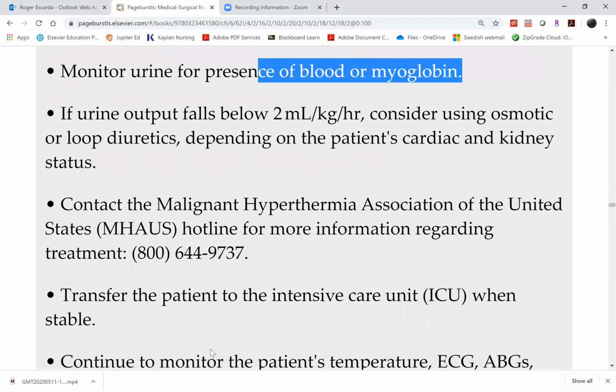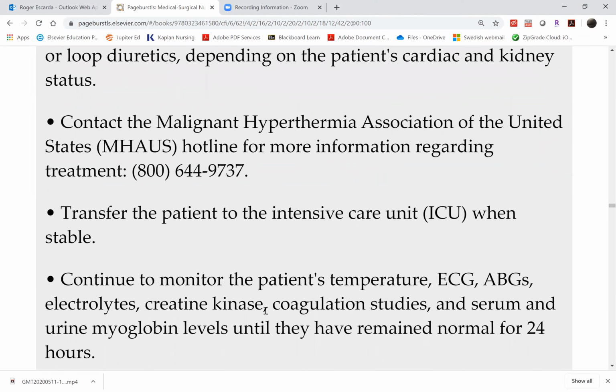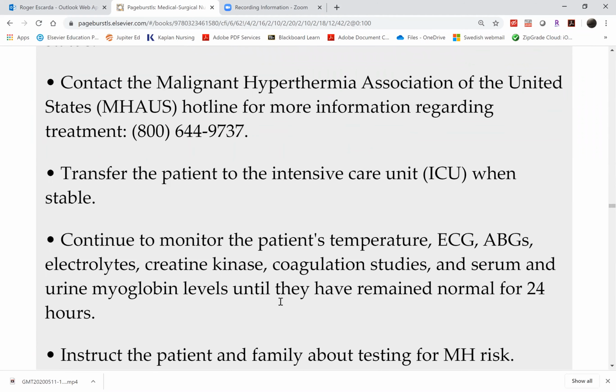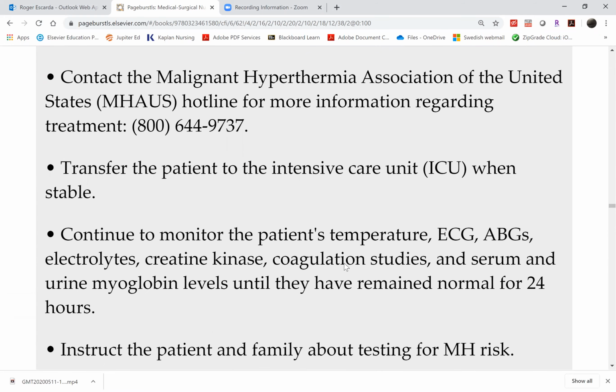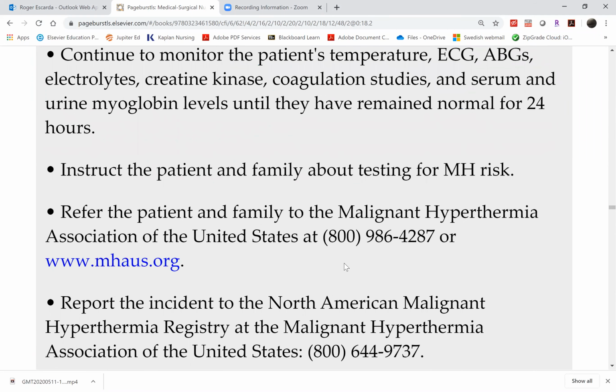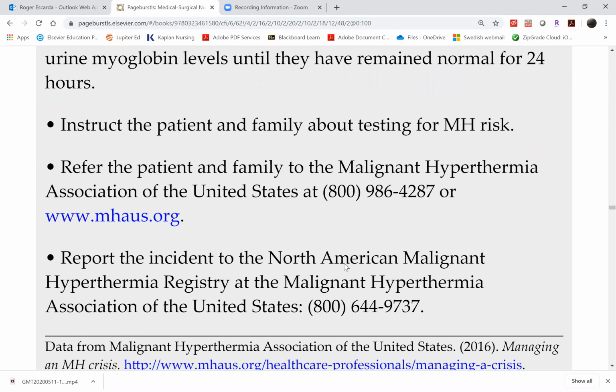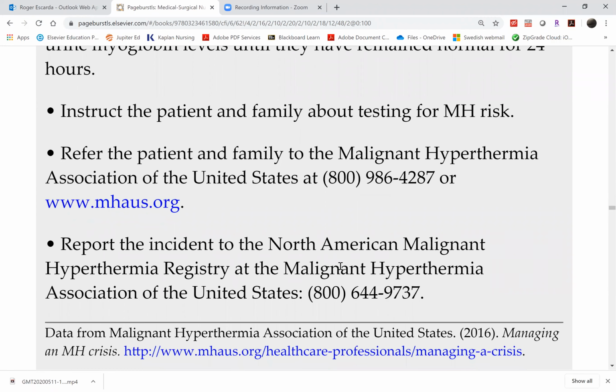And of course, when all this is done, then we record the whole thing and report it to the Malignant Hyperthermia Association, which I mentioned earlier. And then, since they had this episode, it will be put in their medical record that they are allergic to those anesthetics mentioned earlier. Any question on malignant hyperthermia?